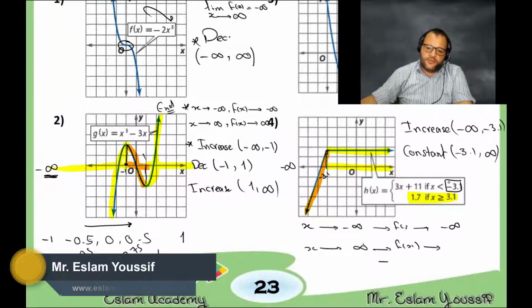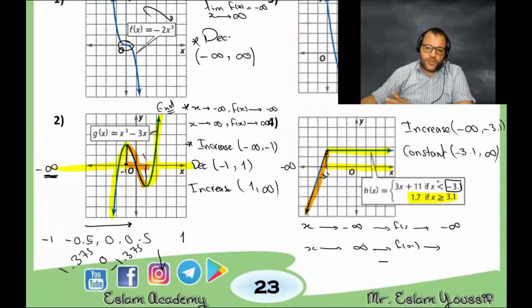Sir, can I say in terms of limit? Yes, you can write in terms of limit, no problem. This one, 1.7, because that's the value of the function. That's 1.7. Because we have a horizontal line, you need to know where the value is going. So you look at y.